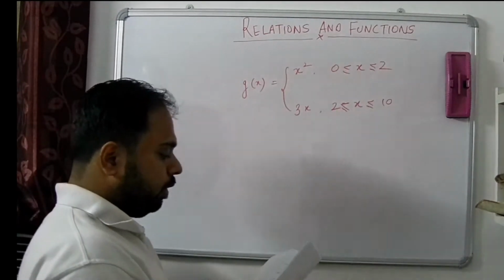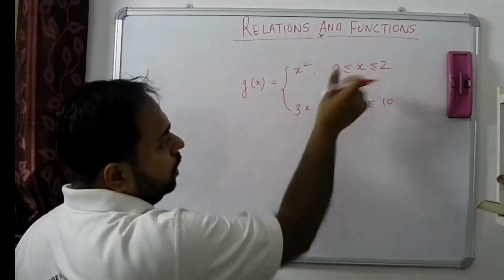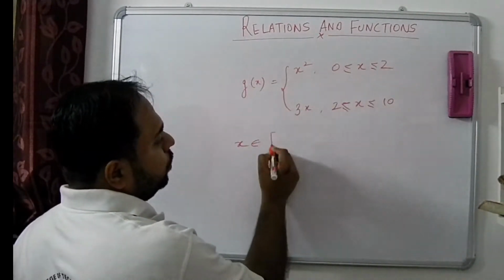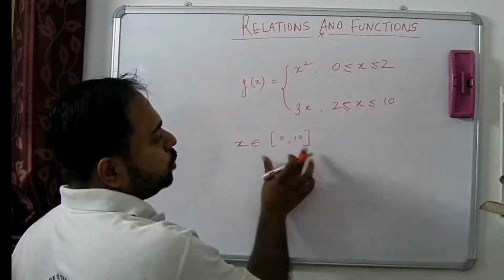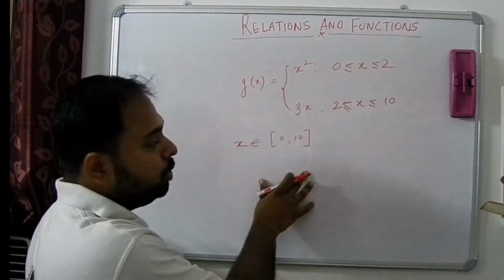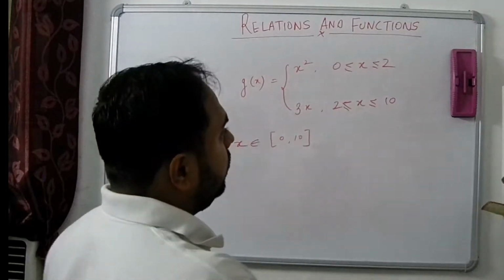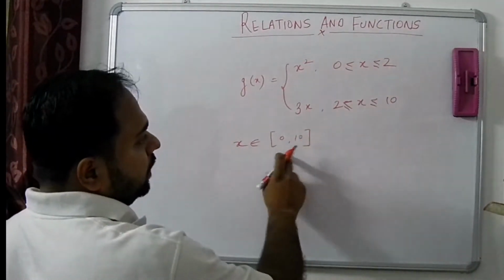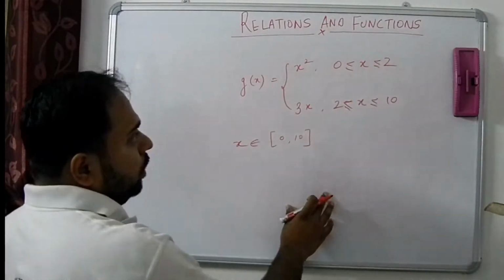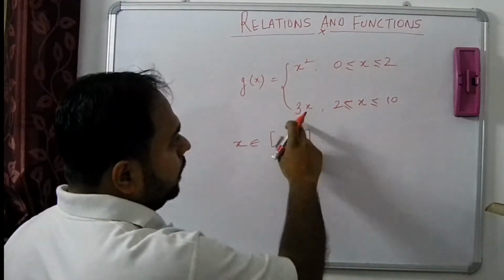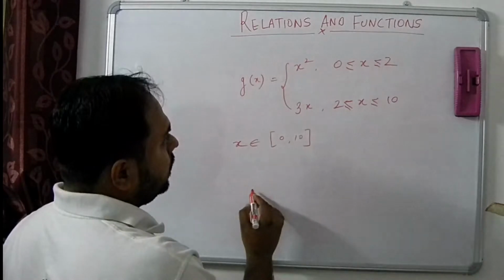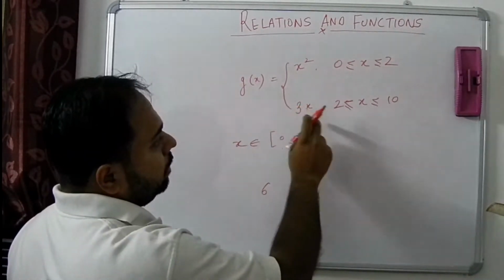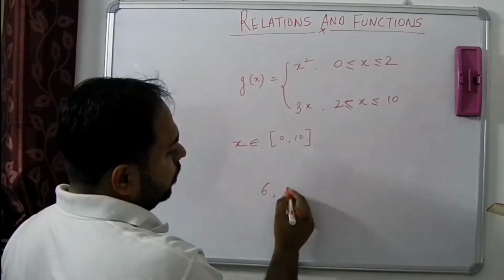So first of all, if it is a function, the domain is x from 0 to 10, right? Both are included, square bracket, this terminology I have already explained in lecture 1 of sets. So both are inclusive, and the function is changing at the value 2. Now if I put the value 2 here, I get the value 6 by this. But when I put 2 here, I get the value 4, right?